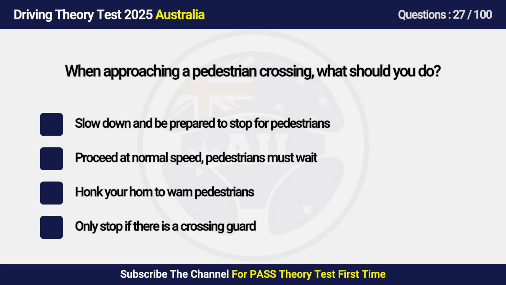A. Slow down and be prepared to stop for pedestrians. B. Proceed at normal speed. Pedestrians must wait. C. Honk your horn to warn pedestrians. D. Only stop if there is a crossing guard.